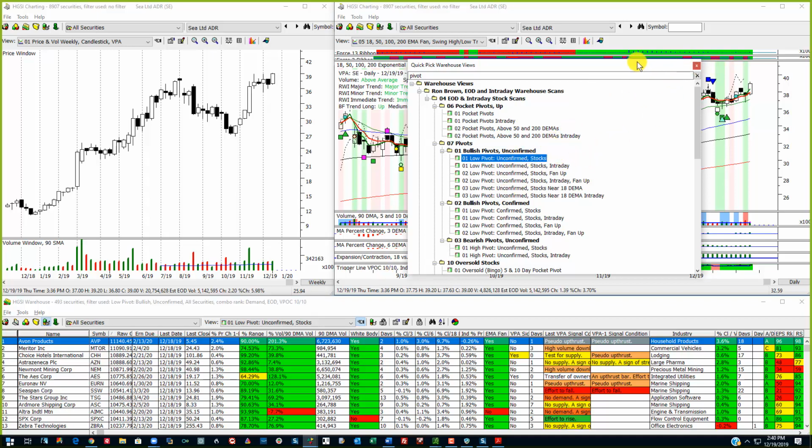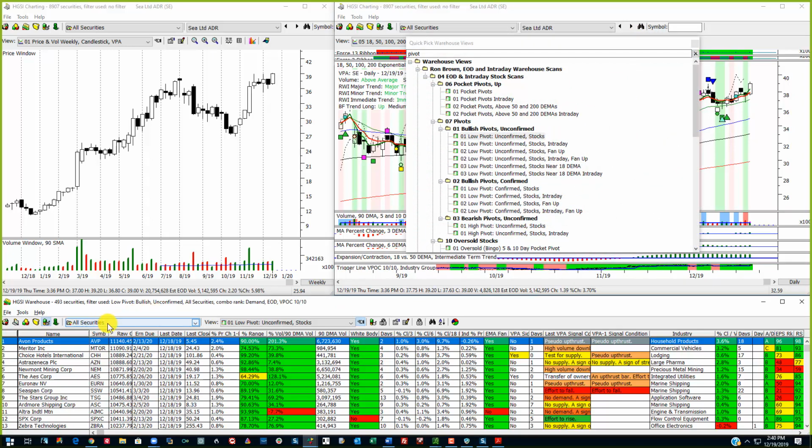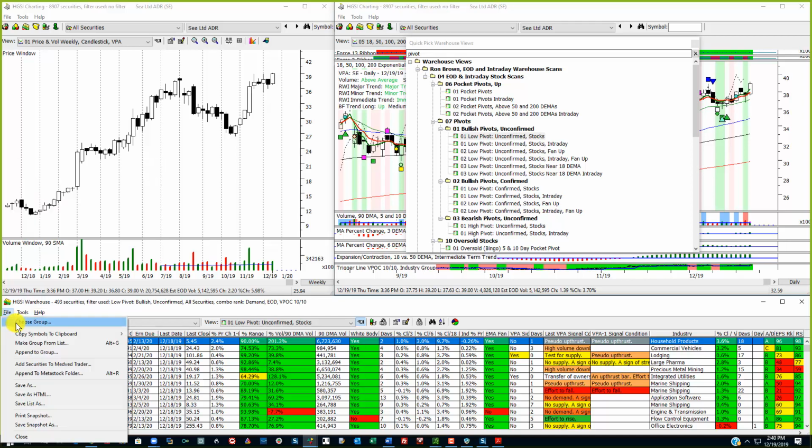Let's just go ahead and do this. What I'm going to do, though, is rather than working with all securities, you can see this gives me way too many stocks to look at. I'm not going to look at 493 anyway. I just really look at the top ones. But let's go into a different group. I'm just going to show you one option right here. I'm going to say choose group.